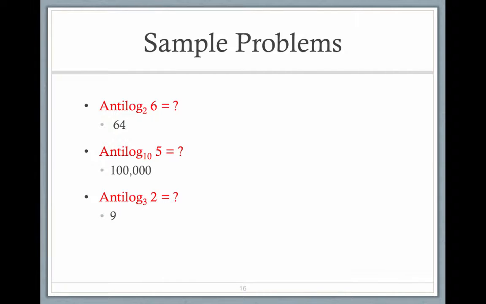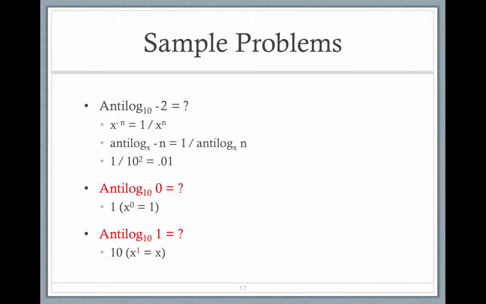2 raised to the sixth power. Antilog 10, 5, a base of 10 raised to the fifth power. Or with the negative number, remember you divide. Antilog 10 to the 0, a base to 0 equals 1. Antilog 10 to the 1, a base to 1 equals that base.